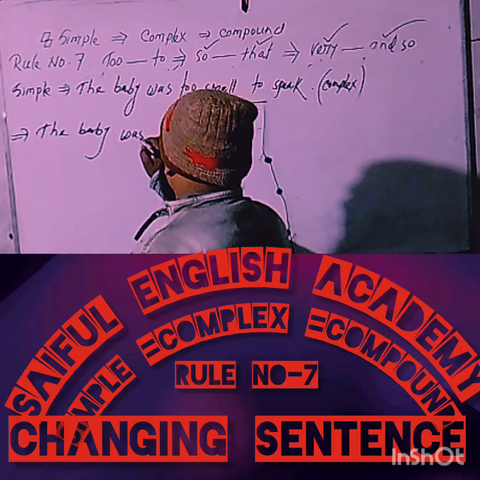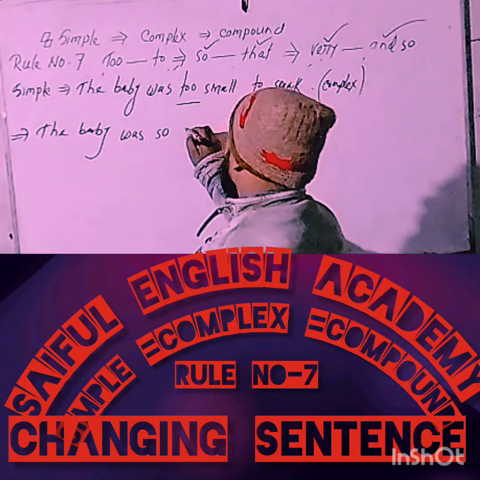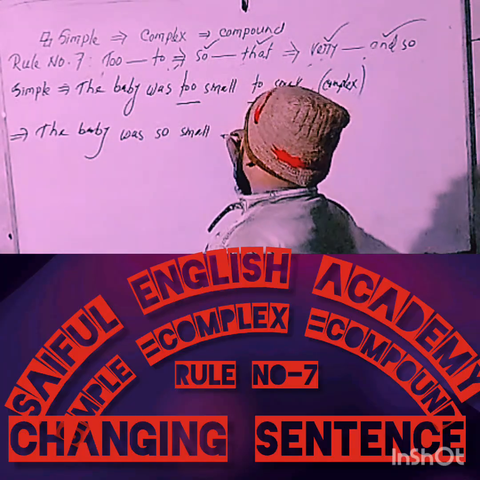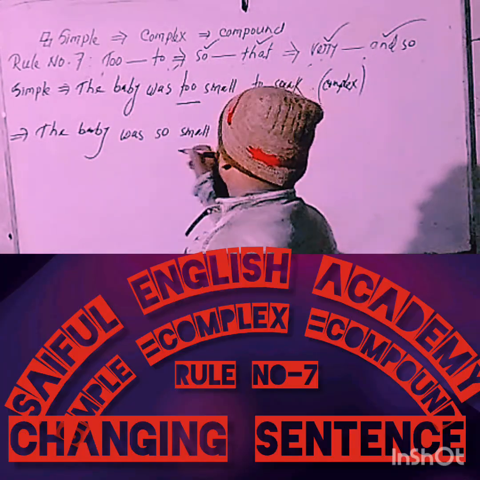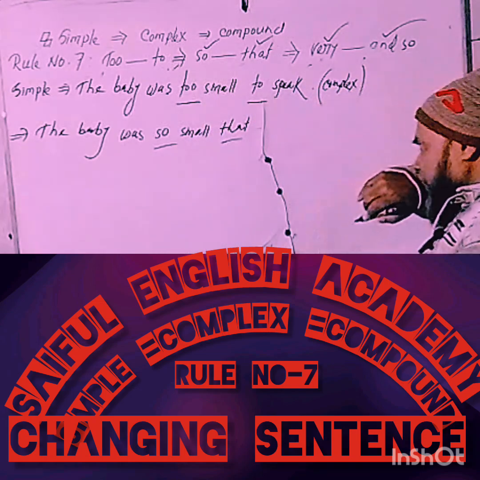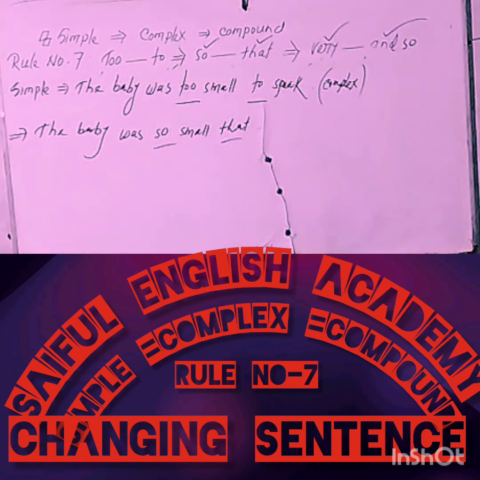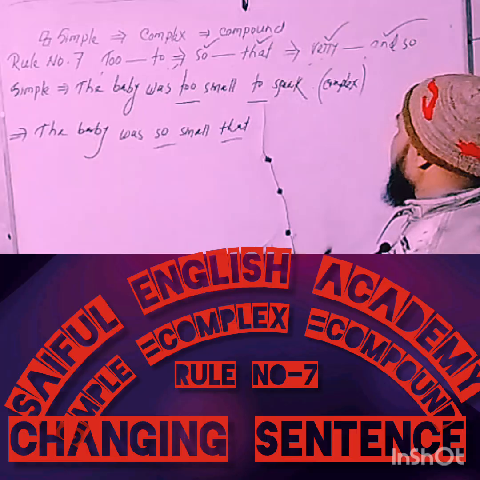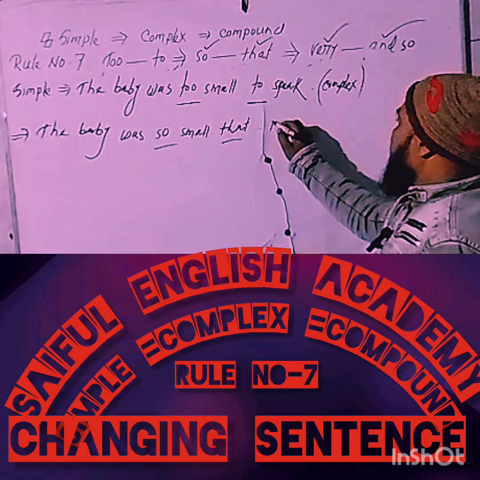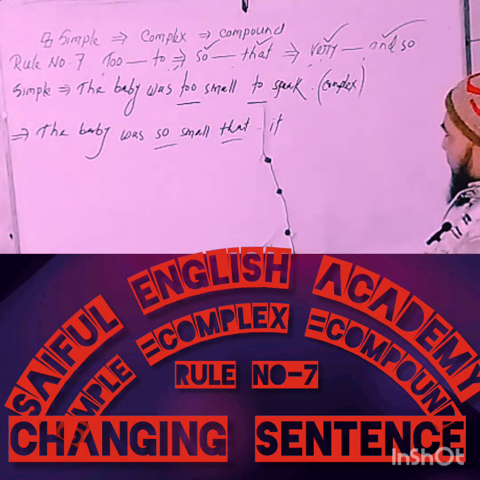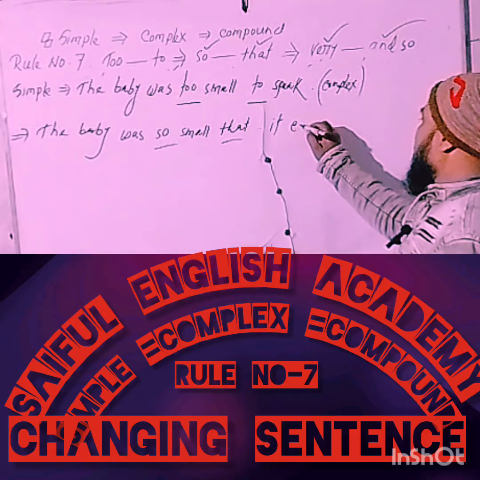The baby was so small that. Okay, my learners, and now you'll have to write the first subject again. Here, first subject, the baby. So you'll have to use it. Then you'll have to use can't or couldn't.